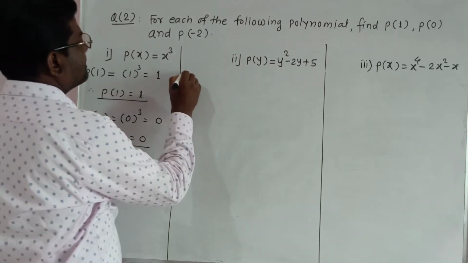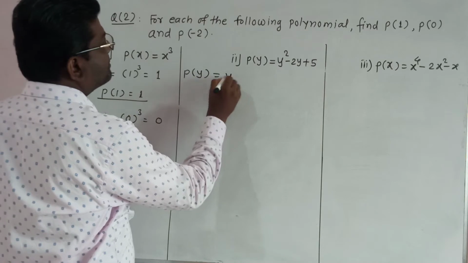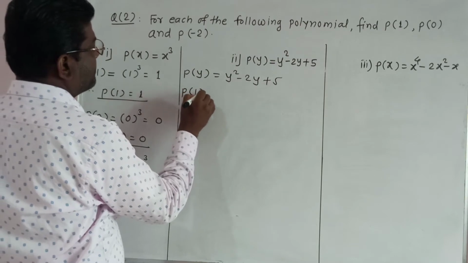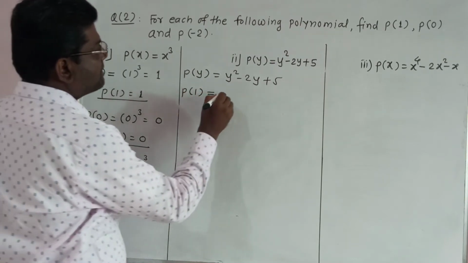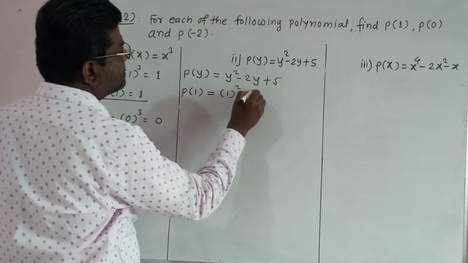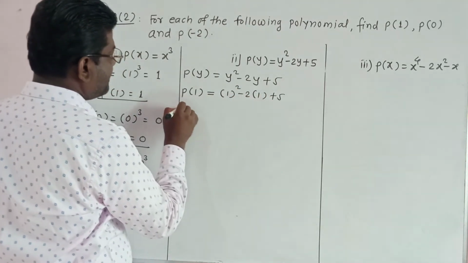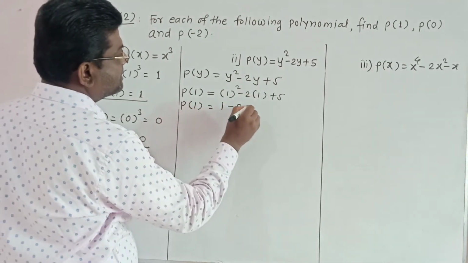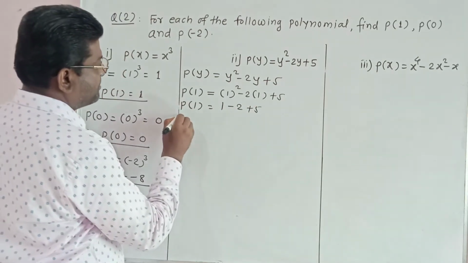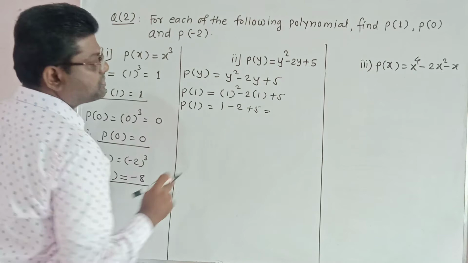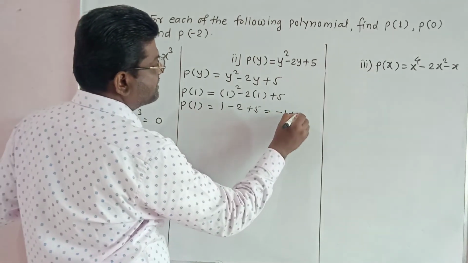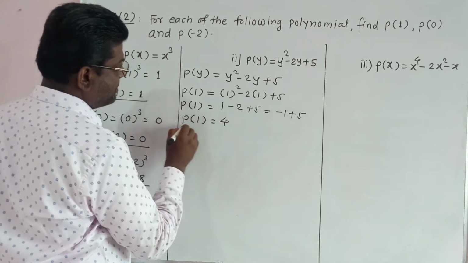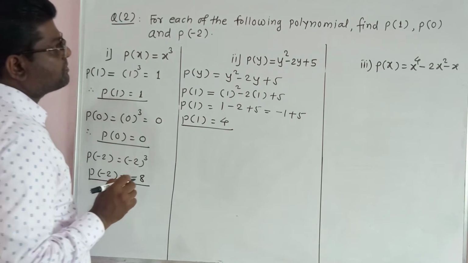Now next example, p of y is equal to y square minus 2y plus 5. At first p of 1 is equal to, put y is equal to 1. So 1 square minus 2 into 1 plus 5. P of 1 is equal to 1 square is 1, 2 into 1 is 2 plus 5. So p of 1 is equal to 1 minus 2 is minus 1 plus 5. Therefore p of 1 is equal to minus 1 plus 5 will be plus 4.